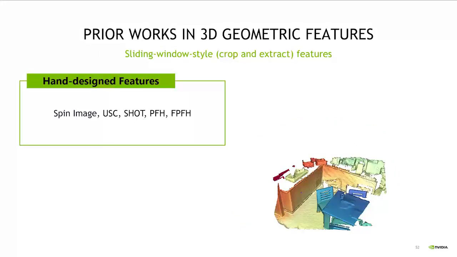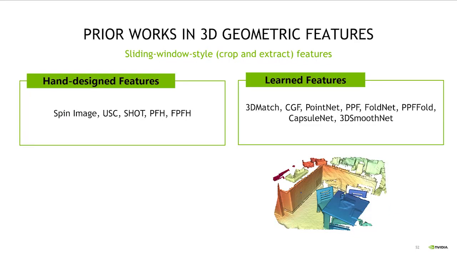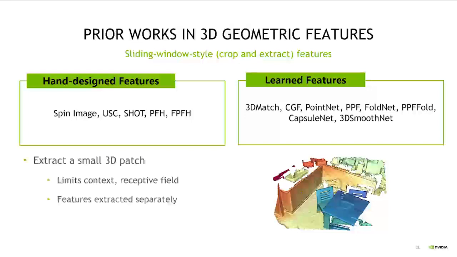And many works proposed hand-designed 3D geometric features. Spin image, USC, SHOT, PFH, and FPFH are hand-designed features that are based on binning one or more geometry properties. Recently, learning-based approaches gained popularity and achieved great performance boost in many tasks. Some use 3D convolutions on small 3D patches, but the majority of them, like PointNet, PPF, FoldNet, PPF-FoldNet, and CapsuleNet, are based on PointNet or MLP.